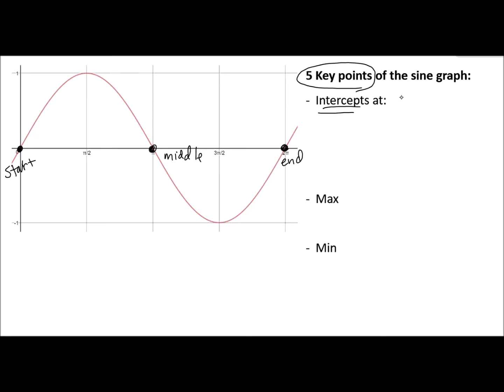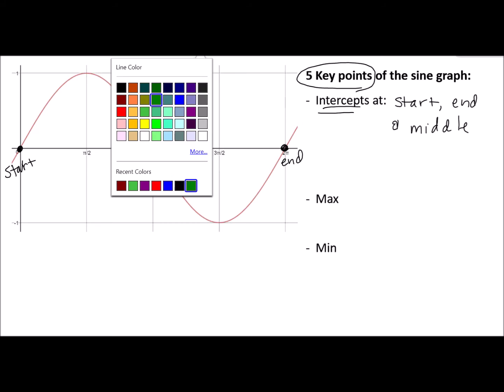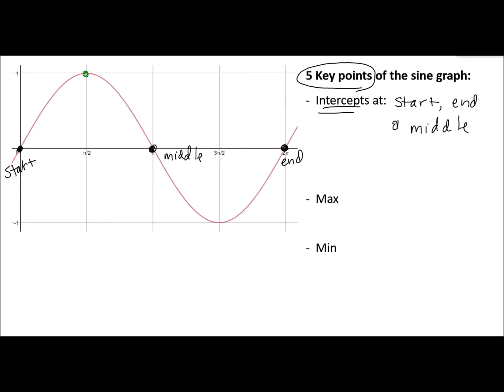So wherever the graph starts, there's an intercept. Where it ends, there's an intercept. And there's also one in the middle. Okay, the rest of the pieces are the max and min. So it looks like the max happens right here, which is between the start and the middle.